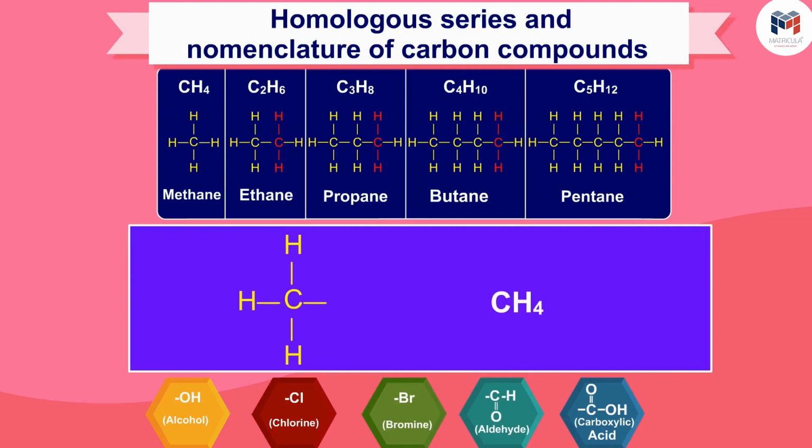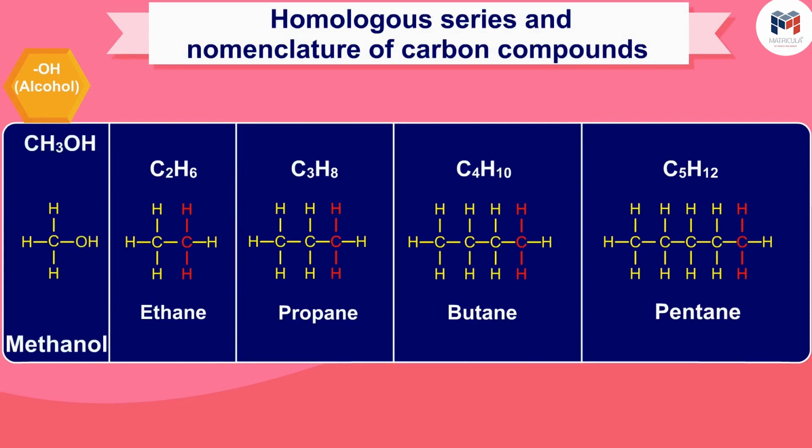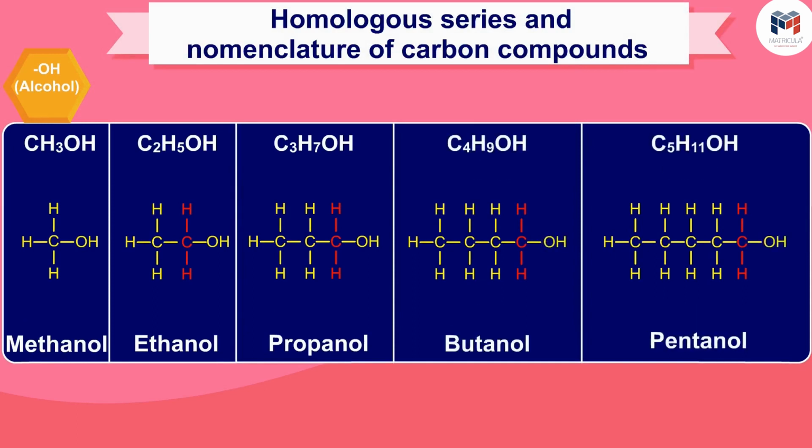Similarly, you can form homologous categories by placing different functional groups in hydrocarbon groups. So now you must have understood that a series of compounds in which the same functional group substitutes for hydrogen in a carbon chain is called a homologous series.